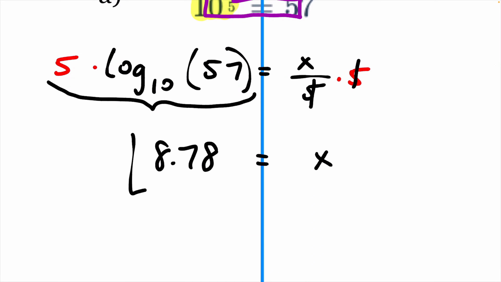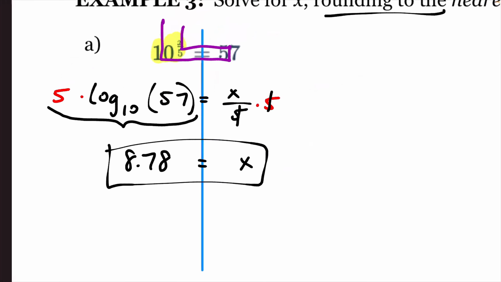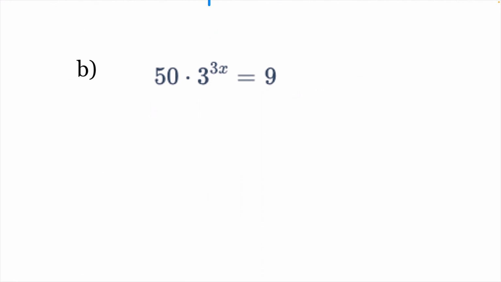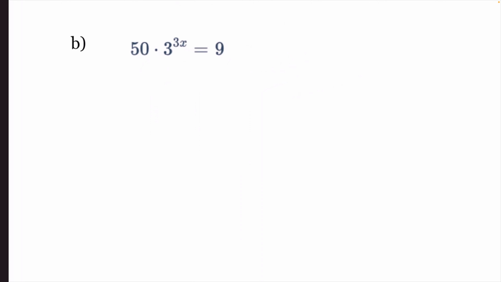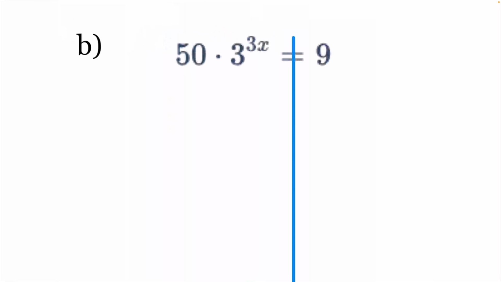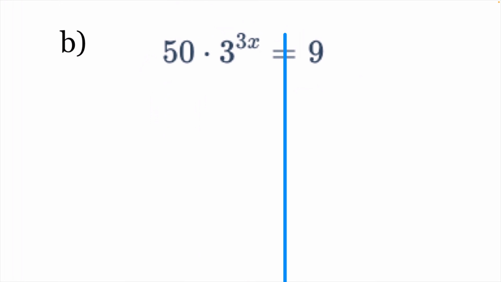Okay. All right, let's go to the next one. Let me put my blue line. Find the exponent with its base. There it is right there. I got to get that guy by itself. But the problem is it's got a 50 with it. How do I get that yellow by itself? I have 4 things I can do. Add, subtract, multiply, or divide.